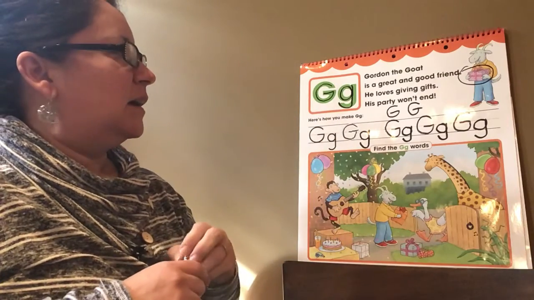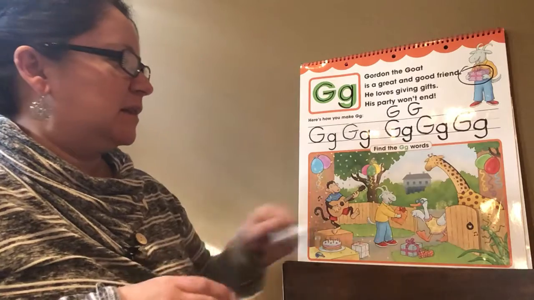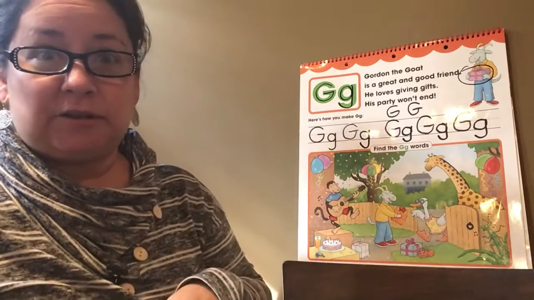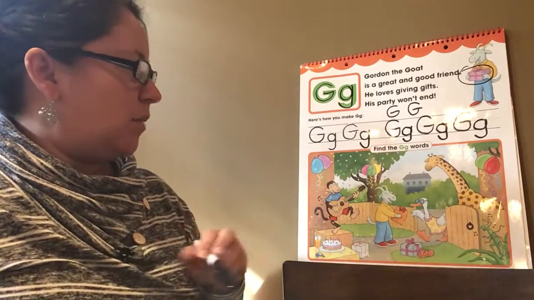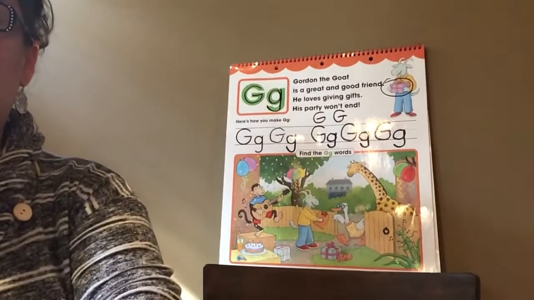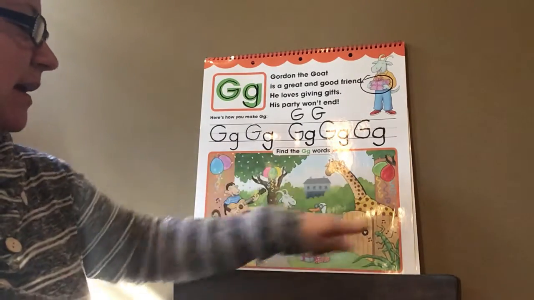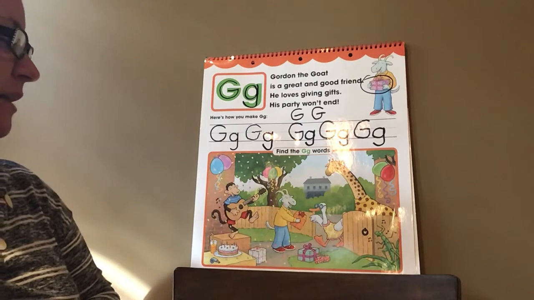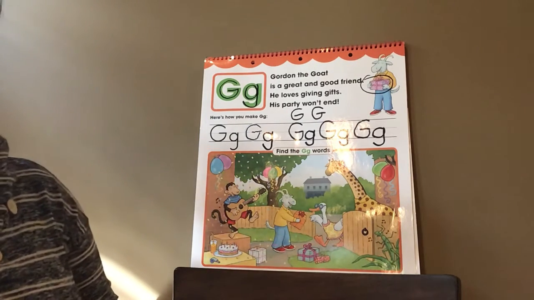G, g, g, g, goat, good, gifts. But we also talked about how G says J, like in giraffe. Spend some time with mom or dad looking at our picture. I'll zoom in a little bit quicker, a little bit better here. Spend some time with mom and dad and find all the items that have that sound. I think you'll find a lot.